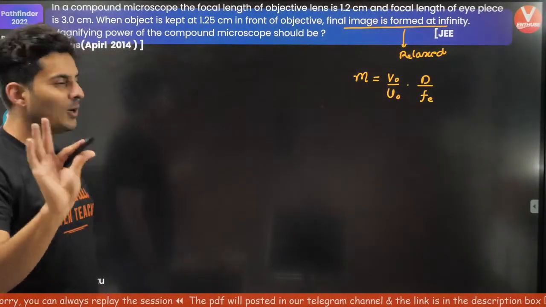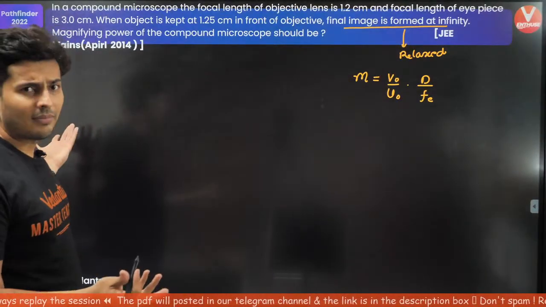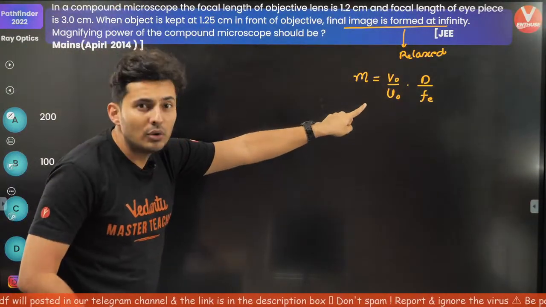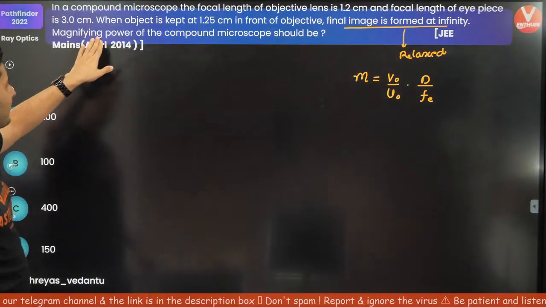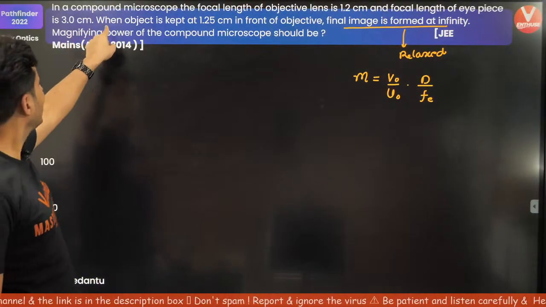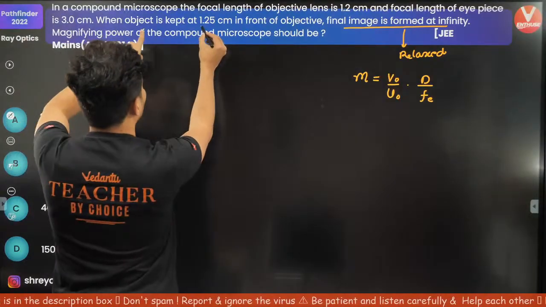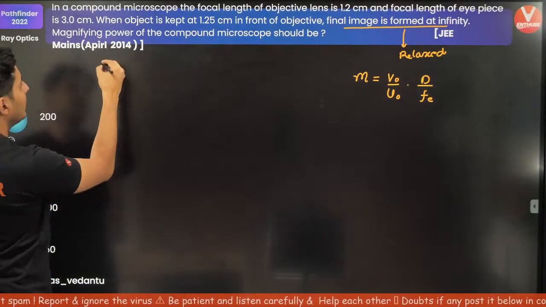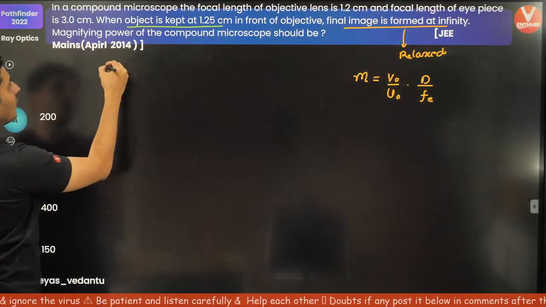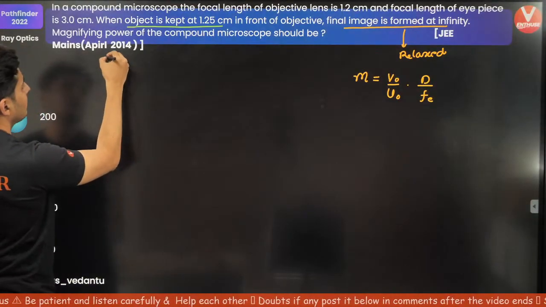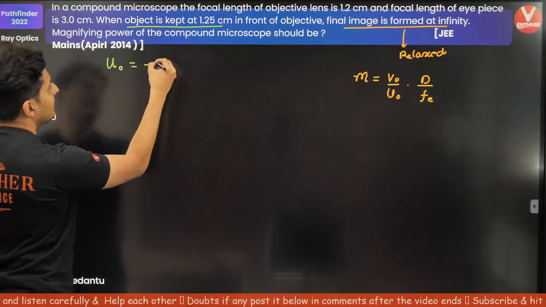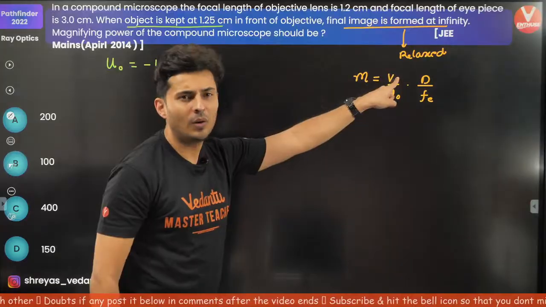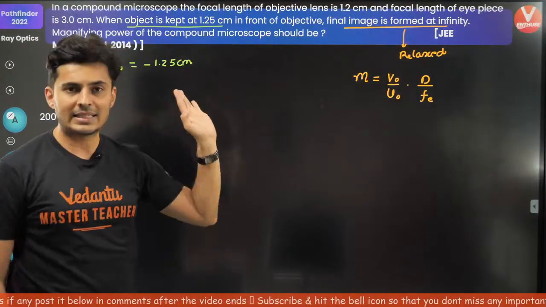Got it? Now let's see what all I know. D is the standard 25. Eyepiece focal length is mentioned over here. VO and UO are not given. That is the problem. But here, probably it is given. The object is kept at 1.25 centimeters in front of the objective. That means I know the object distance from the objective. So UO is minus 1.25 centimeters. The only thing I do not know is VO. If I find VO, my job is done.